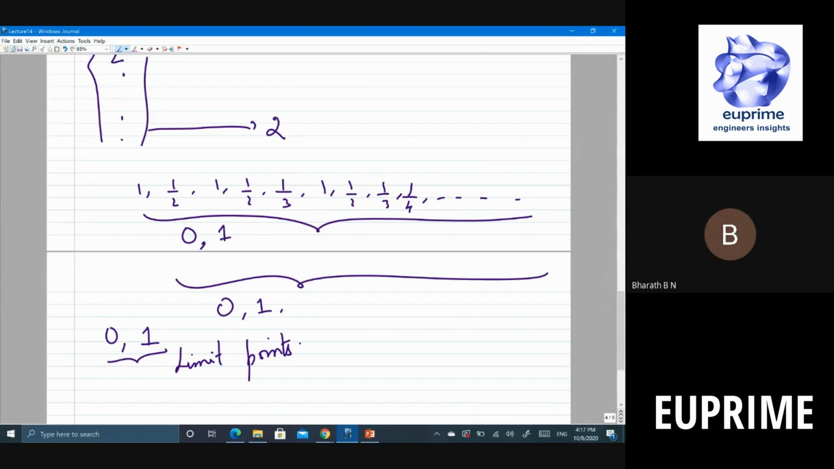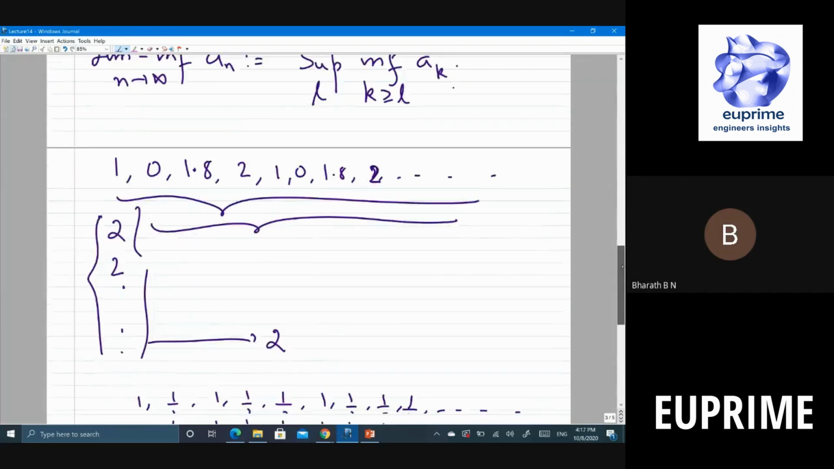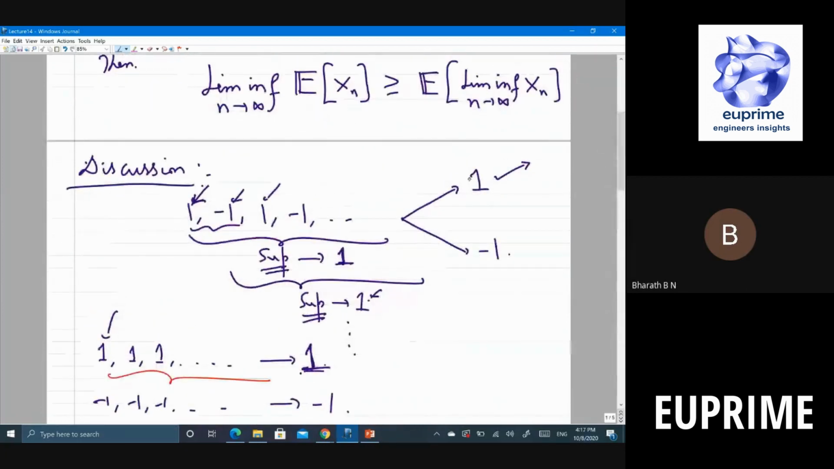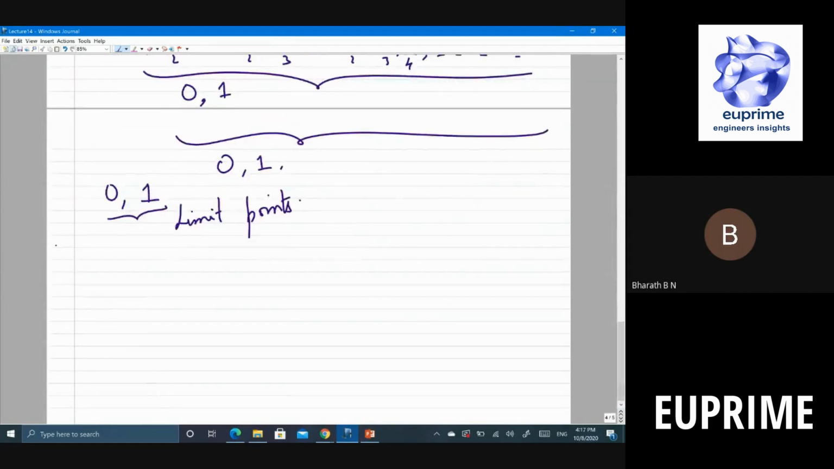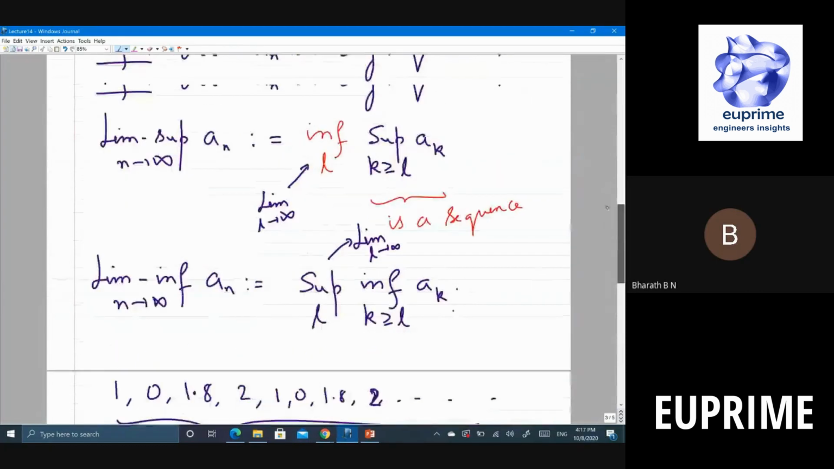1 and 0, right? So these are called limit points. Similarly here, 1 and -1. So these are also called limit points. Is that fine? So you have what lim sup and lim inf are. Okay, let's move on.